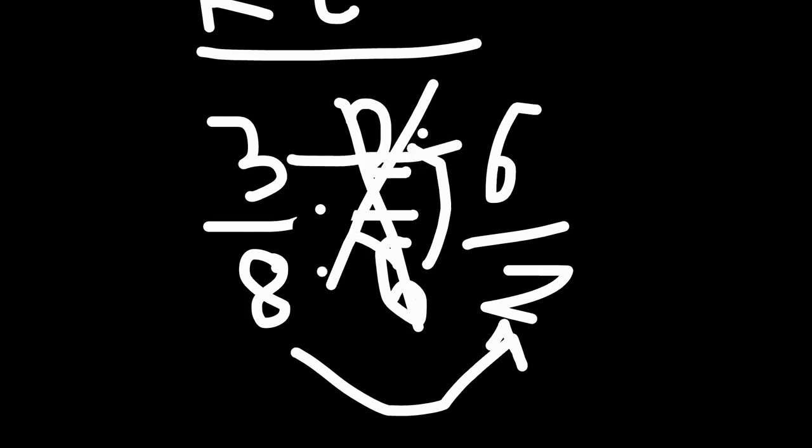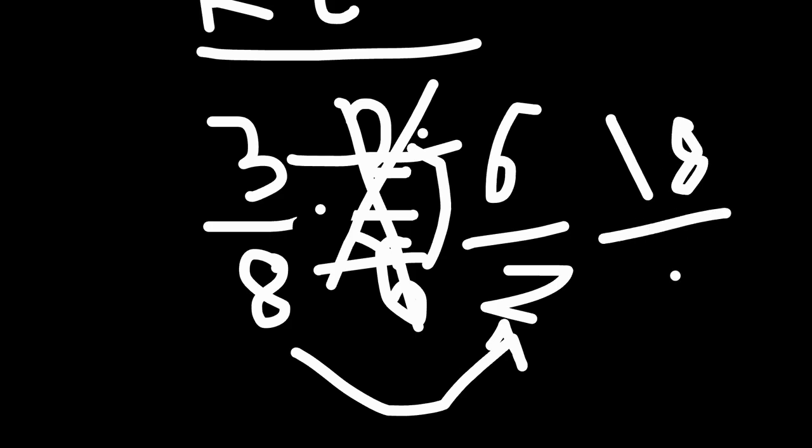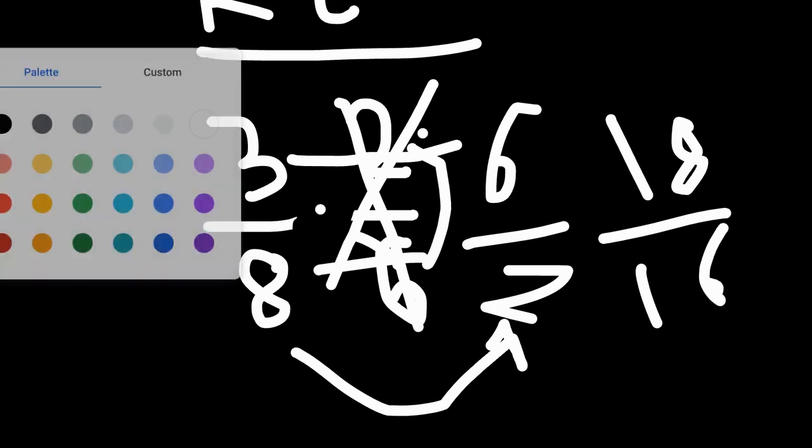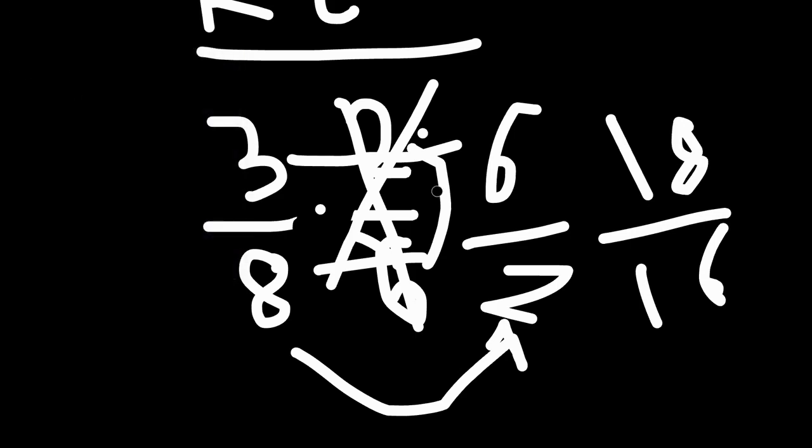We're just going to multiply like we learned last time. 3 times 6 is equal to 18. And 8 times 2 is equal to 16. So we've got our problem here, and we have come up with 18/16 as our answer, with keeping this fraction, changing the sign, and flipping the fraction around.